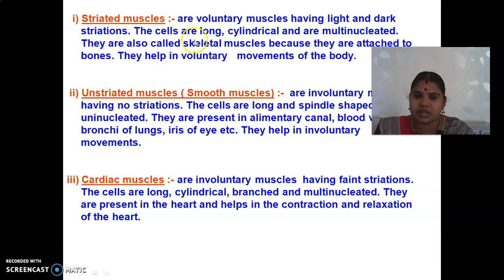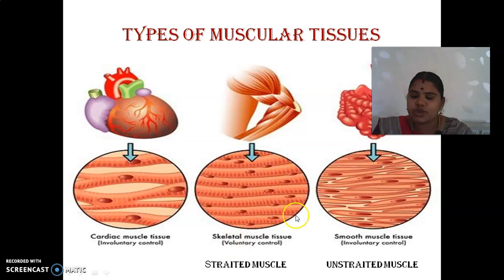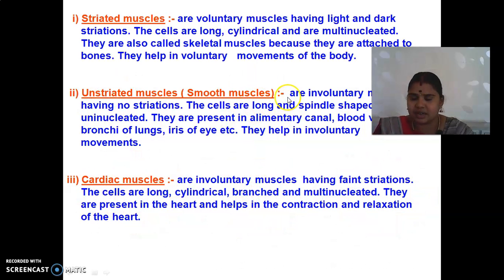So striated muscles are also known as voluntary muscles. These muscles have light and dark striations. Okay, so the cells are long, cylindrical and multinucleated. See here, this is the striated muscle. These cells are long, cylindrical and there are many nuclei. That is called multinucleated. Okay.